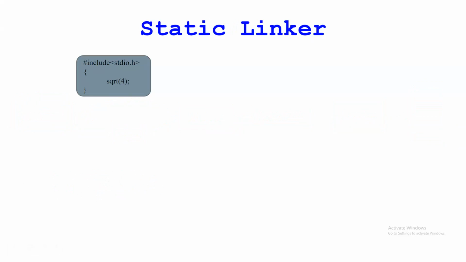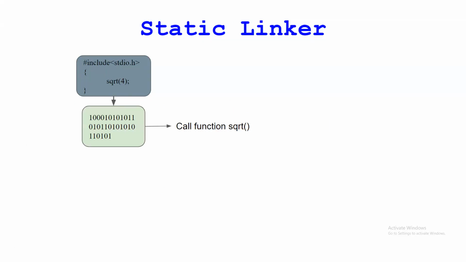I am just explaining static linking. Suppose we have this program, this is the C program, right? Now, the first step is what? We need to convert it to the object file. So this is the object file, suppose, right?